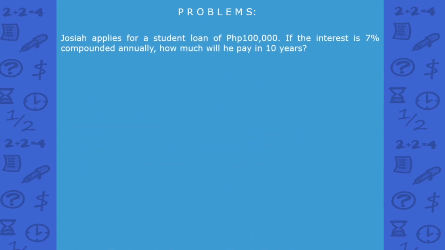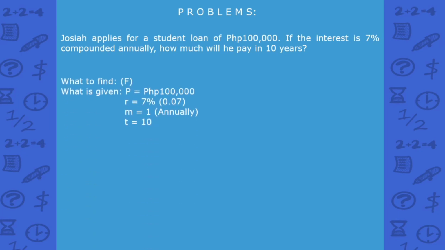Moving on, Josiah applies for a student loan of 100,000 pesos. If the interest is 7% compounded annually, how much will he pay in 10 years? So we have to find the future value. The given is the principal amount, which is 100,000 pesos, rate, 7%. Mode of compounding is annually, so the value is 1. And for time, 10 years. So T equals 10.